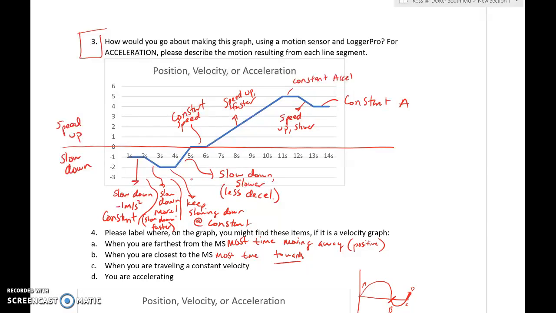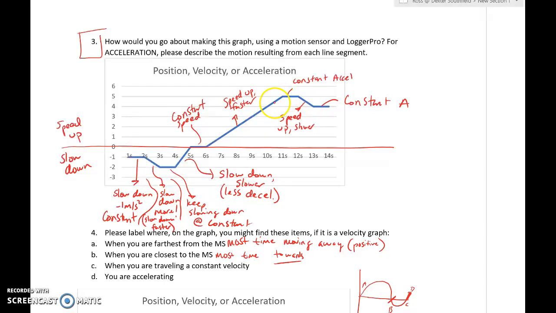So if you were on a bike or in a car, how hard you press on the brakes will determine how quickly you slow down. So tapping the brakes would be like slowing down at -1. Slamming on the brakes would be like slowing down at -10, where you're slowing down at a much faster rate.